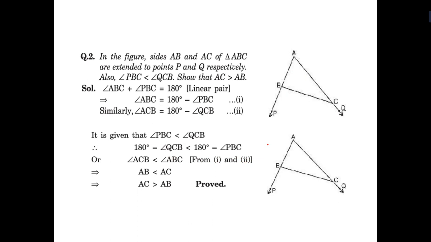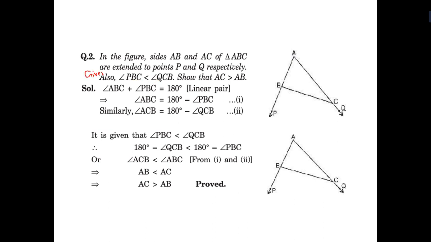Now question number 2. In the figure, sides AB and AC of triangle ABC are extended to points P and Q respectively. So here the figure is given. Also angle PBC is less than angle QCB, that is given.